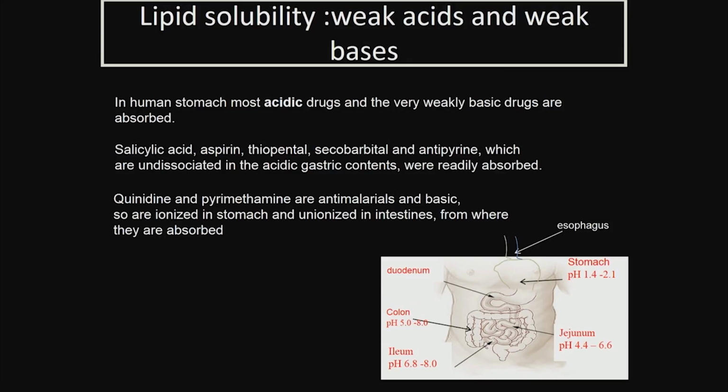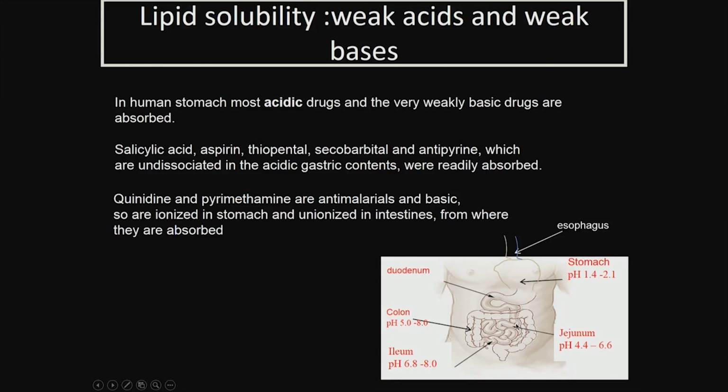For example, like I have been telling, there is a lot of difference in the pH. If you look at the pH of the stomach, it is about 1.4 to 2.1. If you go to the duodenum, the pH changes a little bit, and then jejunum pH is 4.4 to 6.6, ileum it is 6.8 to 8, colon 5 to 8. So extremely acidic going right up to basic.